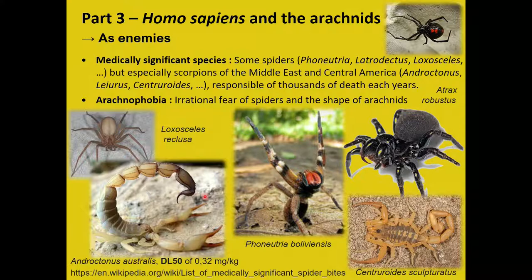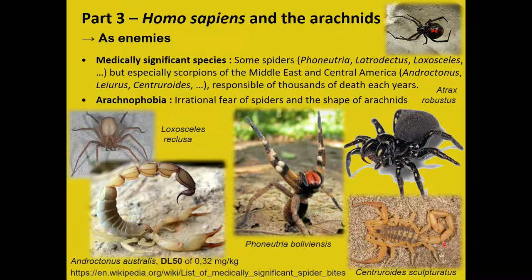This is where the most dangerous scorpion lives. As you can see, only an idiot would bother such an animal. It has even the black tail and a very strong look. This venom is extremely toxic. LD50 means that if you inject 100 people with the venom at 0.32 milligrams per kilo, half of them will certainly die of the venom. So it's an extremely high toxicity.